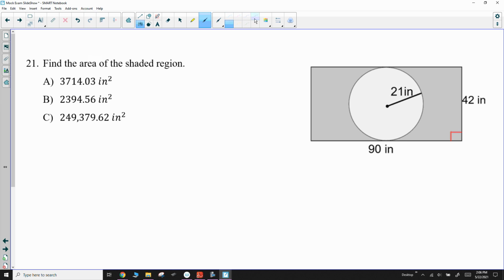All right, this one, just for clarity, the shaded is the rectangle part, and this is the part that's not supposed to be shaded. It definitely is shaded. My apologies for that one. So the area of the shaded region is going to be the area of the rectangle minus the area of the circle. The area of the rectangle is base times height, 90 times 42, and the circle is a whole circle. This little piece right here is the radius, so r is equal to 21, so pi r squared, and I'm going to go straight to my calculator and type all that in.